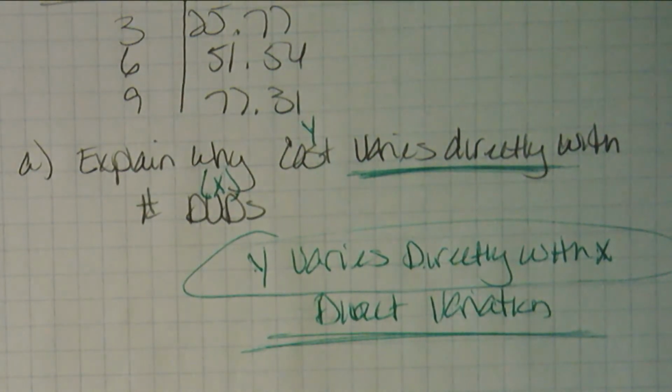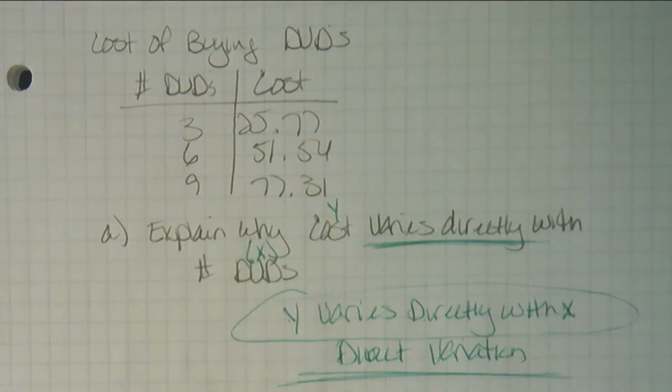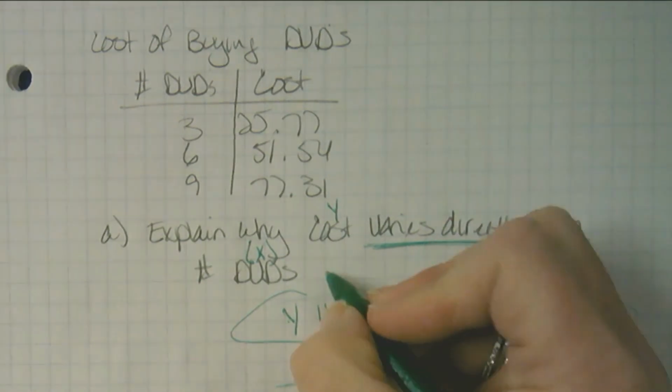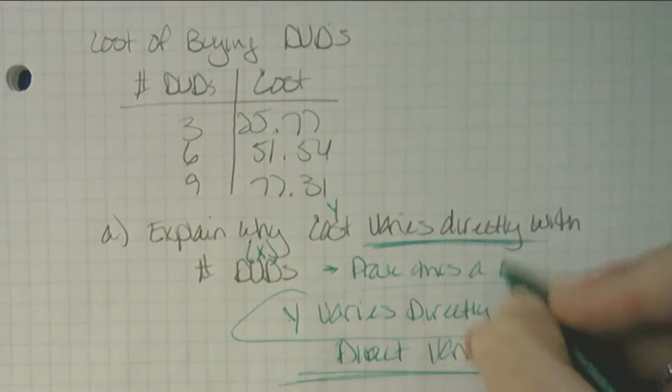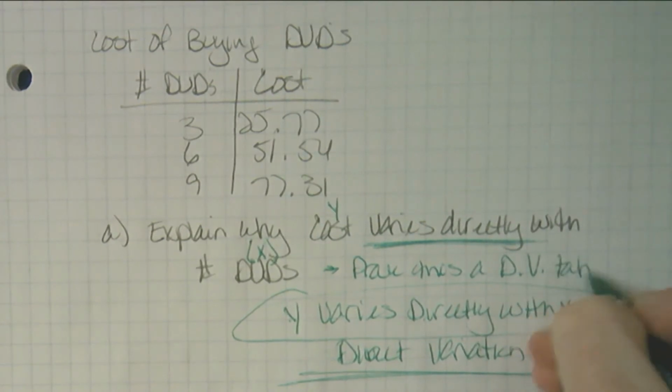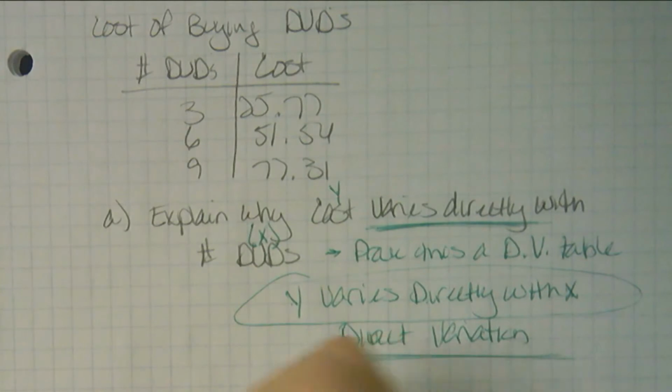All right, so what I want you guys to do first is explain why we can say in this table the cost varies directly with the number of DVDs. What that means is you need to determine if this is a direct variation table. So you need to prove this is a direct variation table. Go ahead and start doing that. I'm going to put the second part of this up.